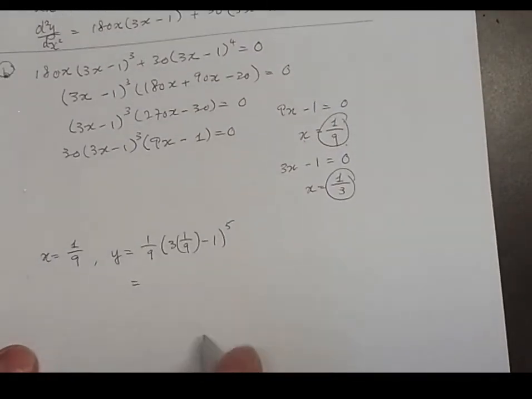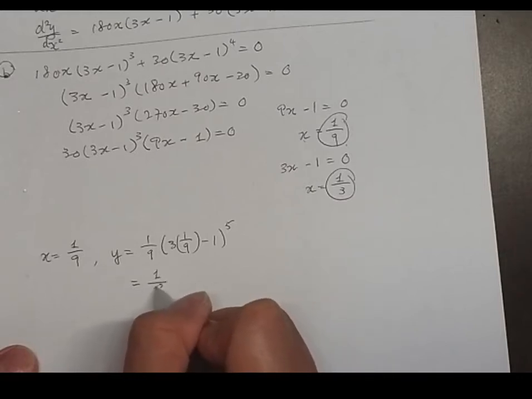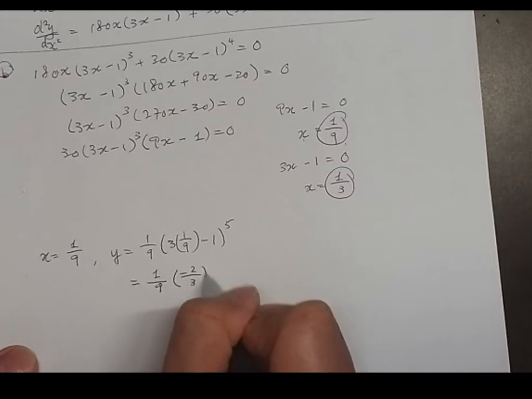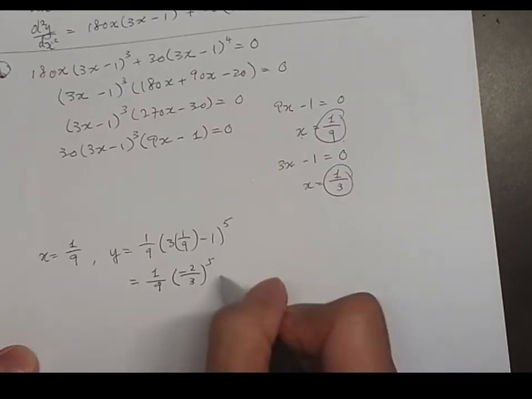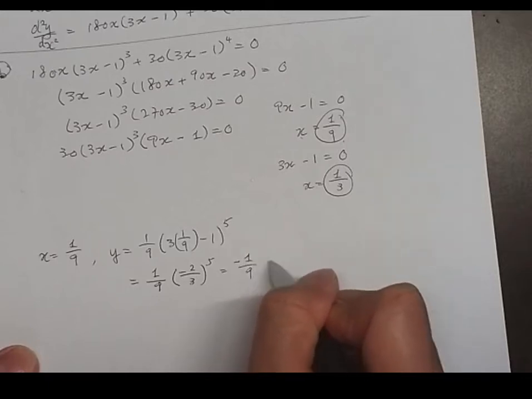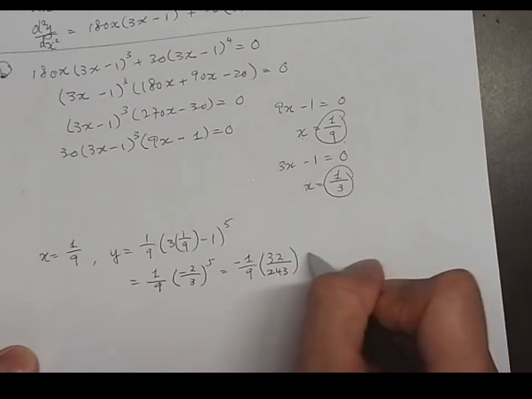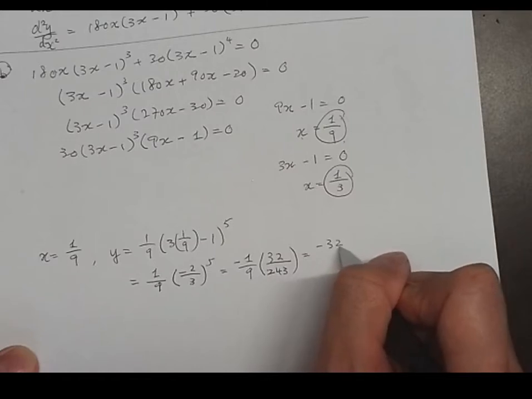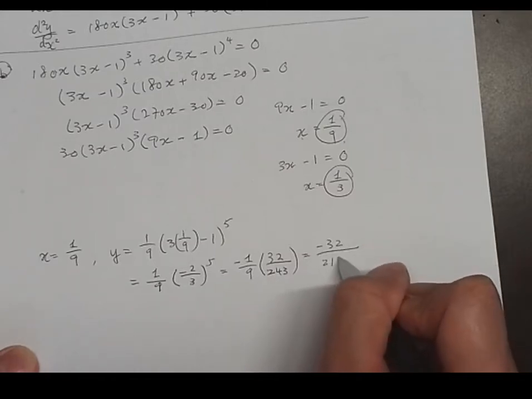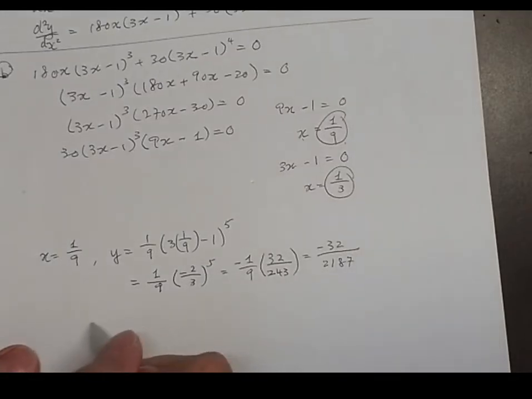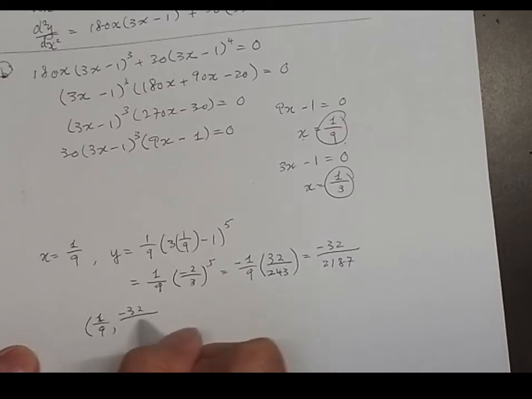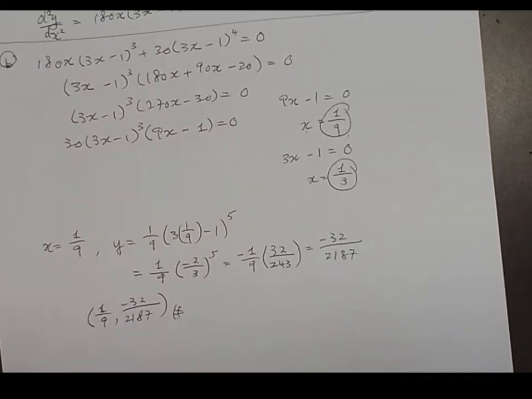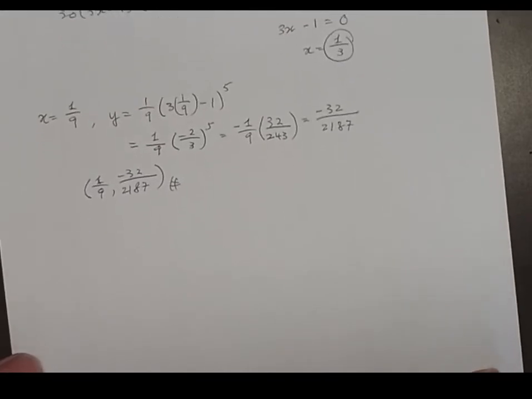And we got y is equal to 1 over 9 multiplied by minus 2 over 3 to the power 5, which is equal to minus 1 over 9 multiplied by 32 over 243. So the answer should be minus 32 over 2187. So one of the points of inflection is x equal to 1 over 9 and y equal to minus 32 over 2187. And the other point of inflection is x equal to 1 over 3.